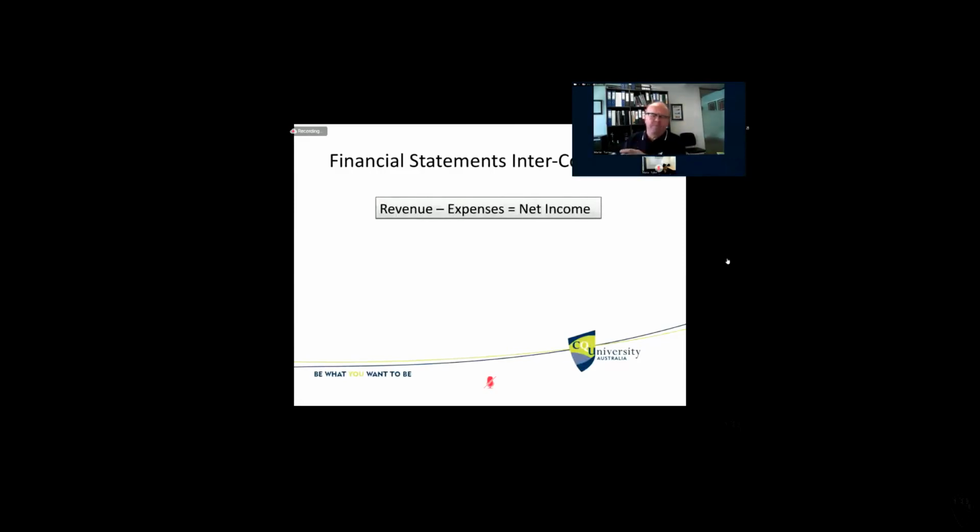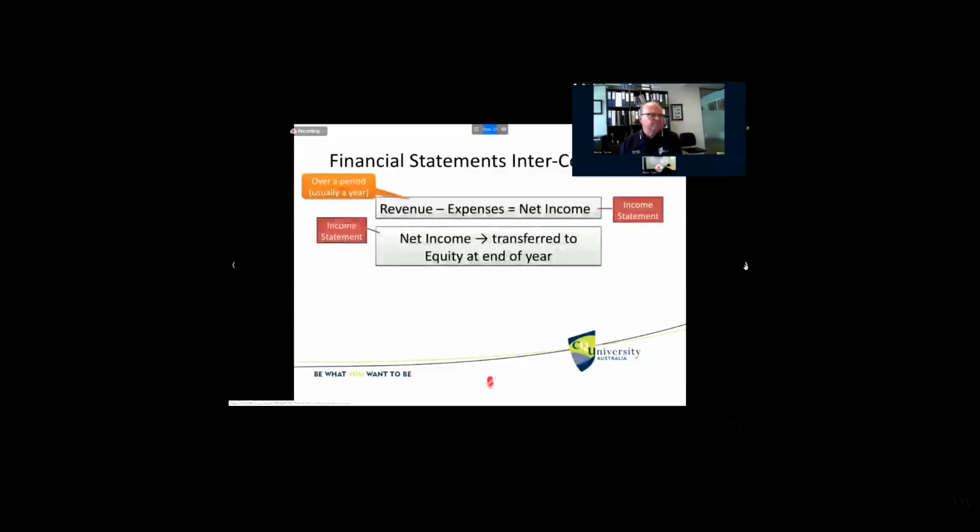Now, my final point here, this is the critical thing to understand. If you understand this, you understand financial statements. Financial statements are interconnected. They're not just separate things, they're all interconnected. When you see that, when it comes together and you realize all those interconnections, which you'll start to realize more and more over the coming weeks, then you understand financial statements. Revenue minus expenses equals net income or net profit.